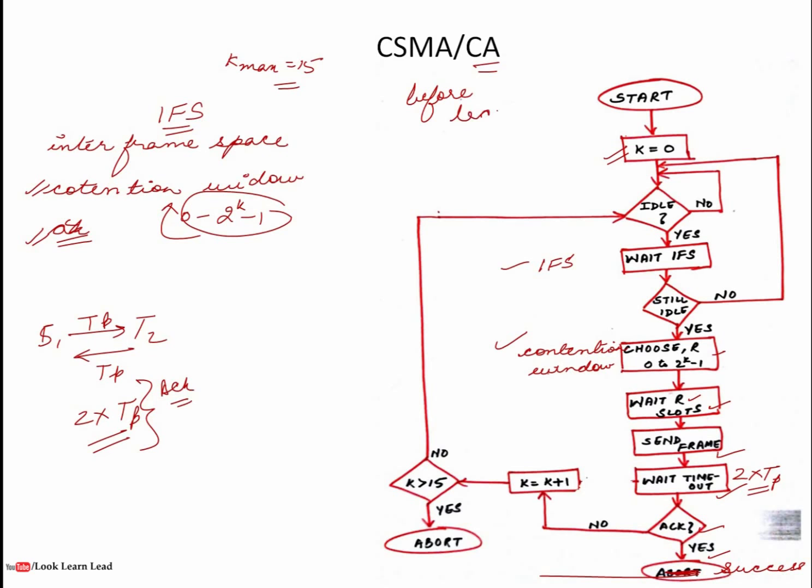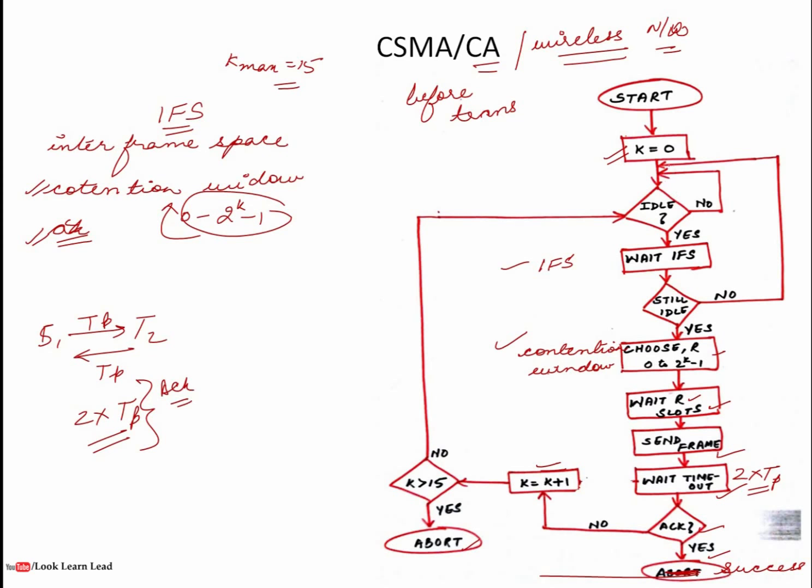This happens before transmission. It is generally done in the case of wireless networks, because in a wired network it is easy to detect collision. In a wireless network, collision detection is difficult. So we go for collision avoidance in wireless networks. If the acknowledgement is not received, then K is increased. We check whether K is greater than K max. If yes, we abort.